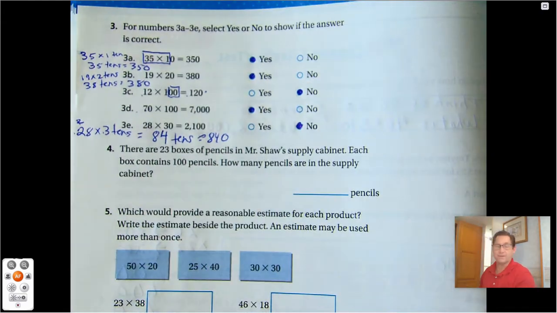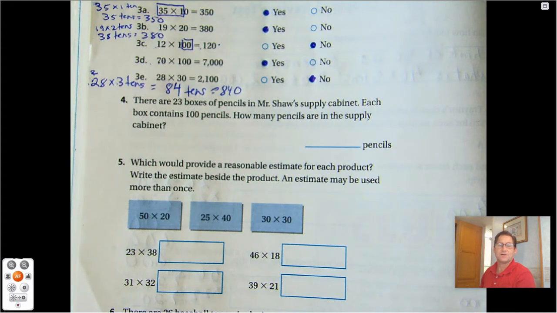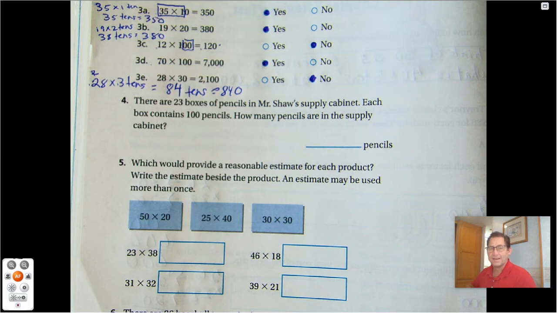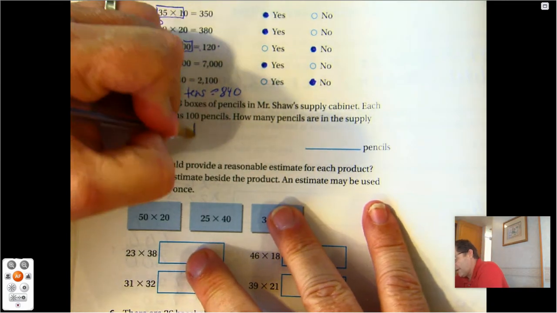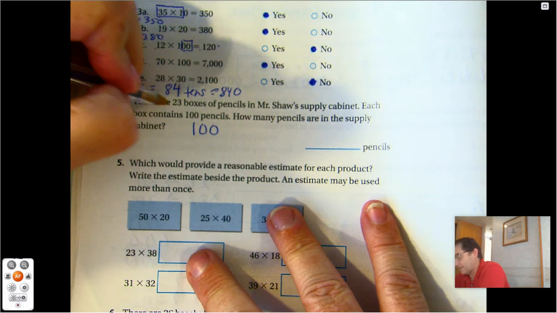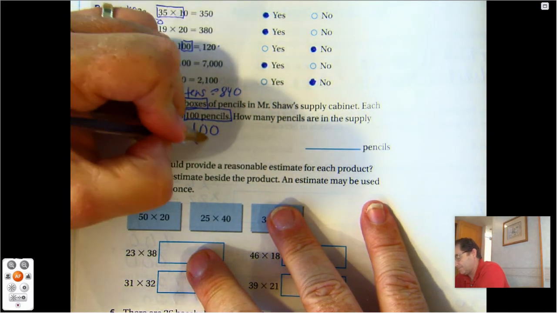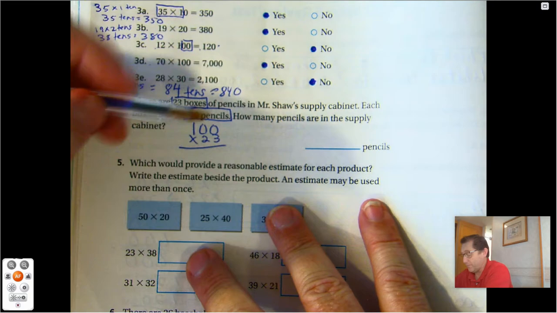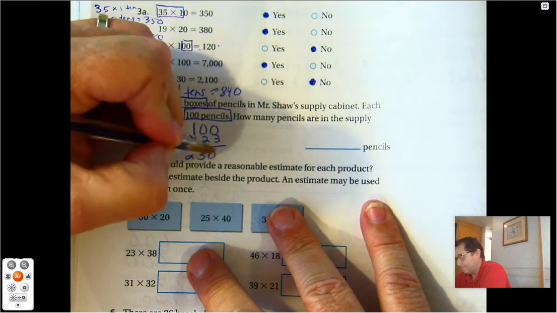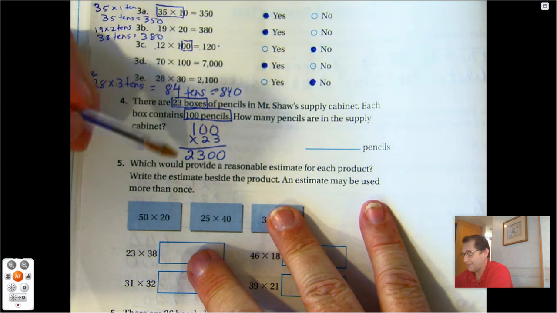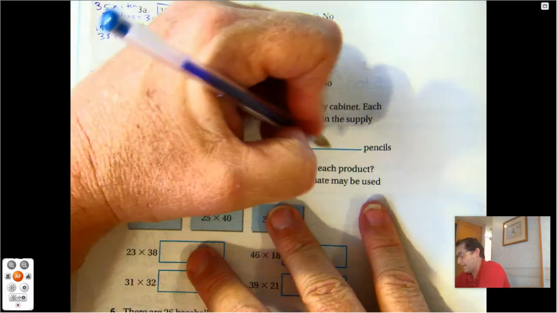All right, now number 4. There are 23 boxes of pencils in Mr. Shaw's supply cabinet. Each box contains 100 pencils. How many pencils are in the supply cabinet? 100 pencils per box. There's 23 boxes, and every box has 100 pencils. So we have 23 hundreds. Okay. 23 sets of 100 is 23 hundreds, or 2,300 pencils.